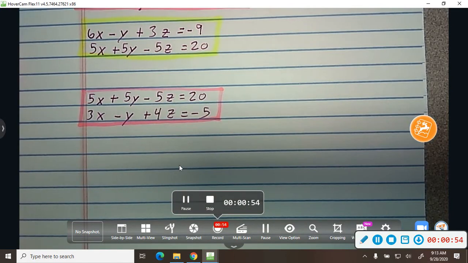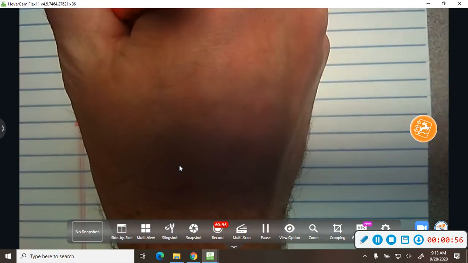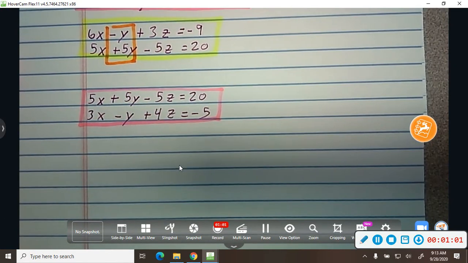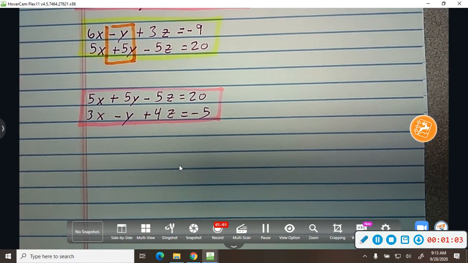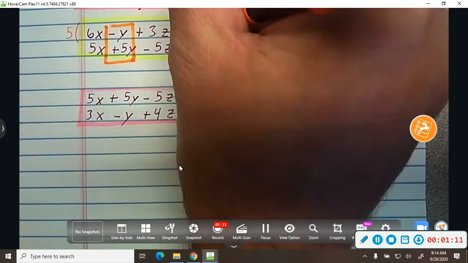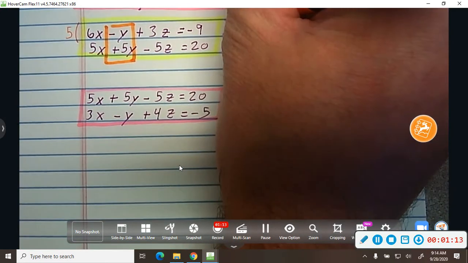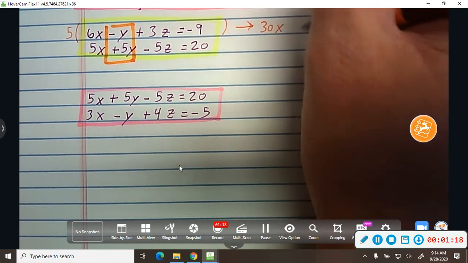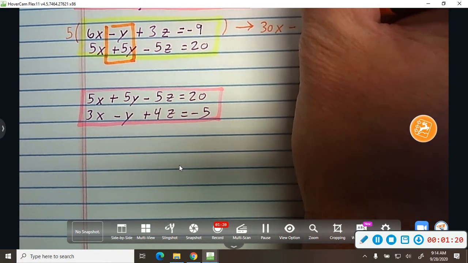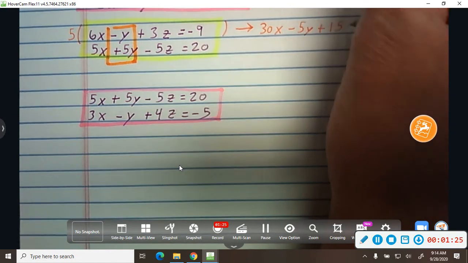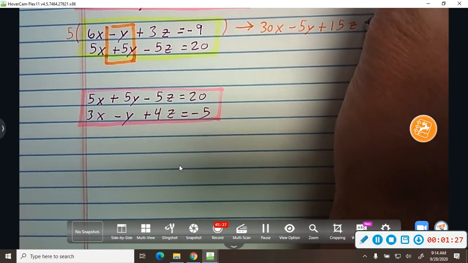So what we have decided to do is to eliminate the y's by making those opposites. Now they are almost opposites. This is 5. We want this to be a negative 5, so we'll multiply by 5. And we get 30x minus 5y plus 15z equals negative 45.